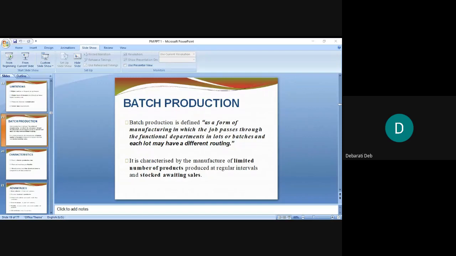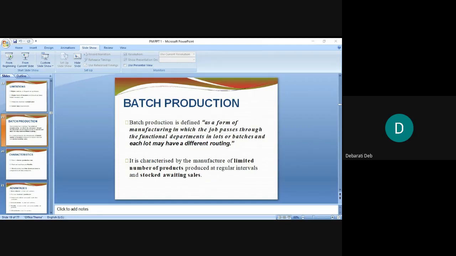So in batch production, what will happen? The job, that means the work, that is the production process, will pass through functional departments in lots. That means in small quantities, they will pass through the departments, and then each lot will have a different routing and scheduling. Also, you have a long chapter on this. We will have a discussion on this later on.